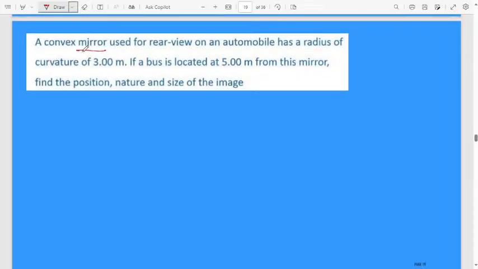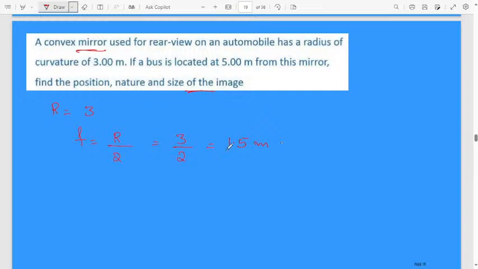A convex mirror. Here also I am solving the problem based on the mirror only. A convex mirror used for a rear view on an automobile has a radius of curvature. Here they are given r, radius of curvature, it will be 3 meter. Then if a bus is located at 5 meter from the mirror, find the position, nature and size of the image. Radius of curvature is given. Then you know the formula to calculate the focal length, radius of curvature divided by 2. Then 3 by 2, this value will become 1.5 meter.